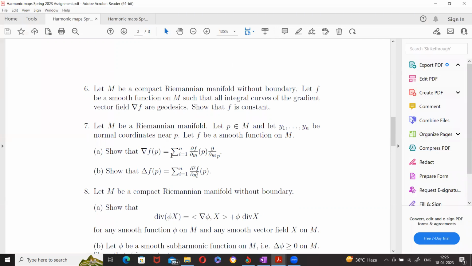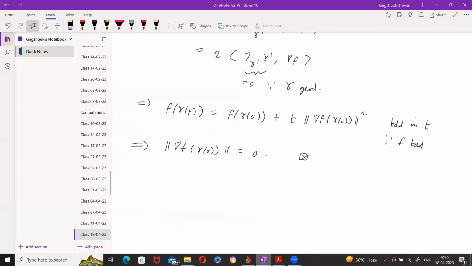So 7 is quite straightforward. Let's just do that quickly. For 7, you have Riemannian normal coordinates, right? So what are y1 to yn? Normal coordinates y1 to yn. These are of the form some linear isometry T composed with x_P inverse, the normal coordinates near P.